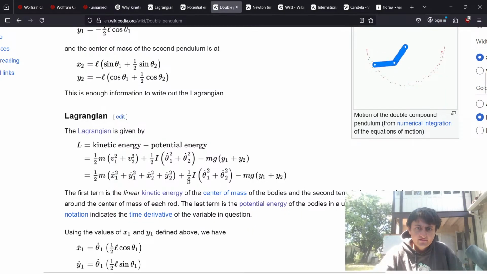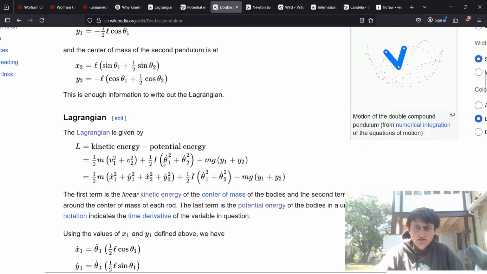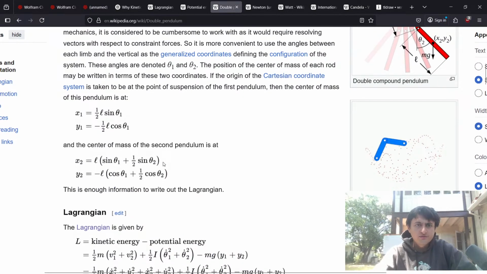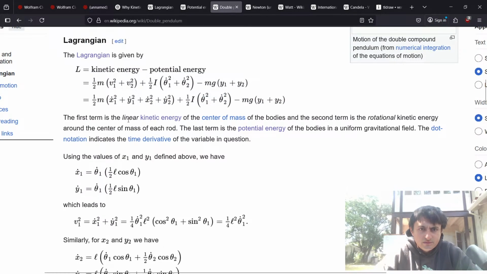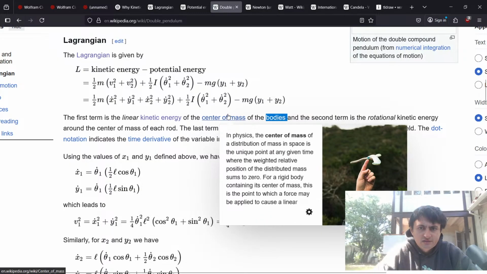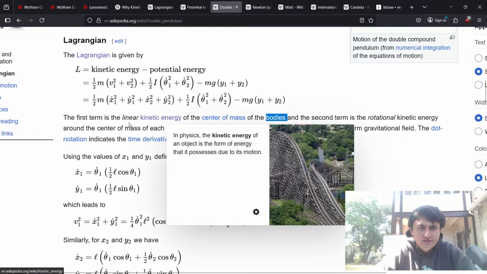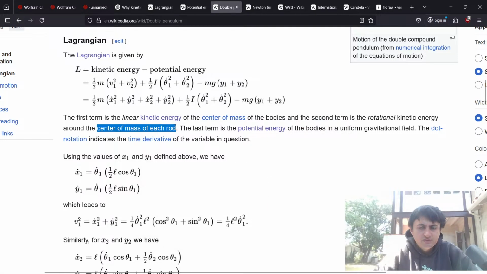So then why do they have this extra thing here? I think it's because, honestly, this whole article is pretty dumb, because they don't even describe what that is. The first term is the linear kinetic energy of the center of mass, and the second term is the rotational kinetic energy around the center of mass of each rod. So I guess they describe it, but not really.